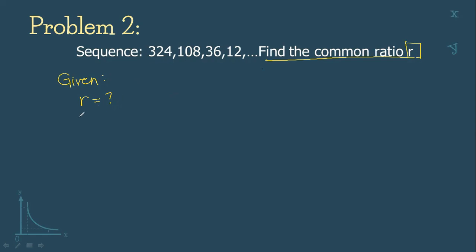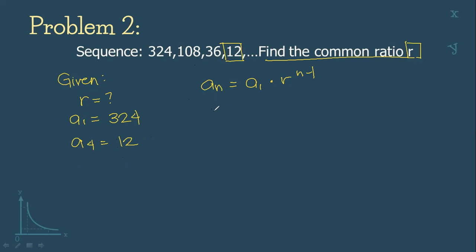So we have here the first term is 324. And also, yun pong last term natin dito sa sequence na ito is assume natin as si 12. Okay, so pang ilan si 12? 1, 2, 3, 4. So given po itong mga numbers na ito, let us use the formula a sub n is equal to a sub 1 multiplied by r raised to n minus 1. So ang pinapahanap po is si r.